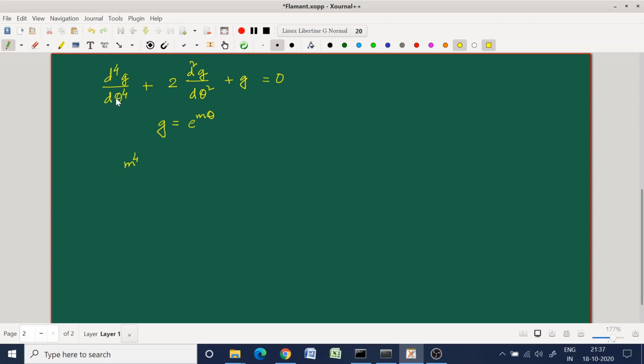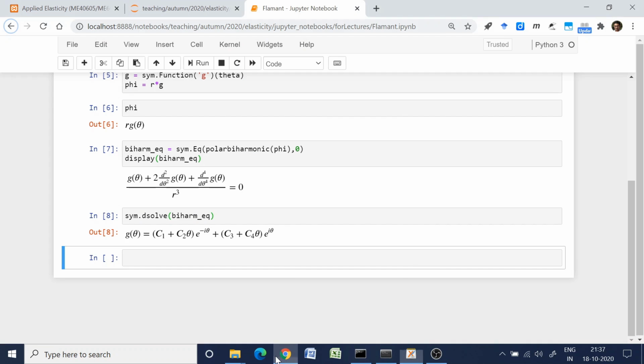So you'll get an m4 out of this, you'll get an m square out of this, and this is going to be simply 1, and you can obtain the solutions of m easily from there. So you are going to obtain actually 4 different solutions of m, and you can go back and write down the general solution out of that. So that's exactly what has been done for us in SymPy. The solution is given to us.